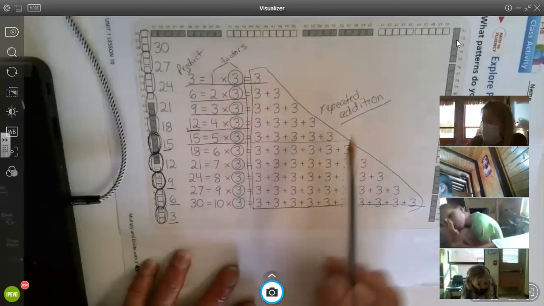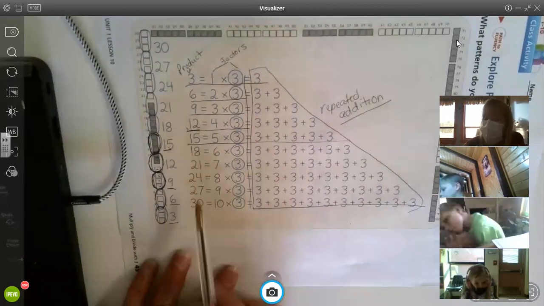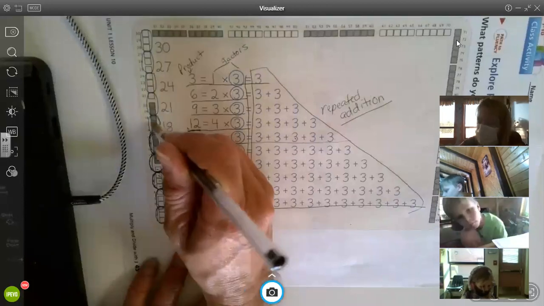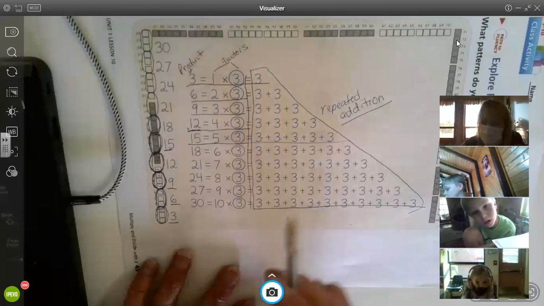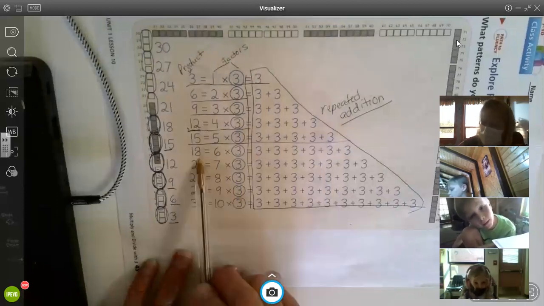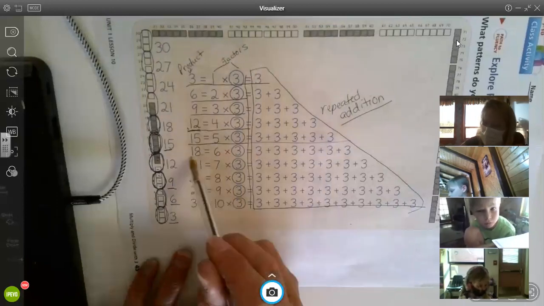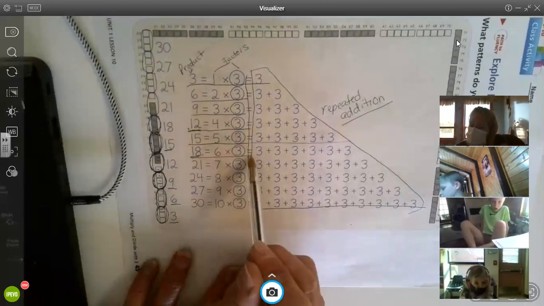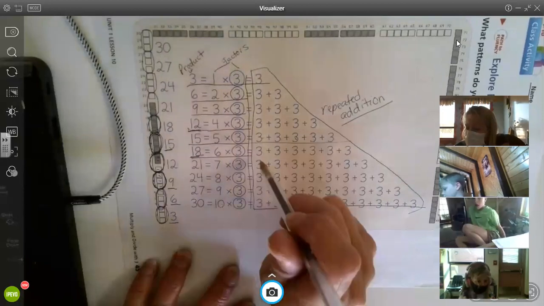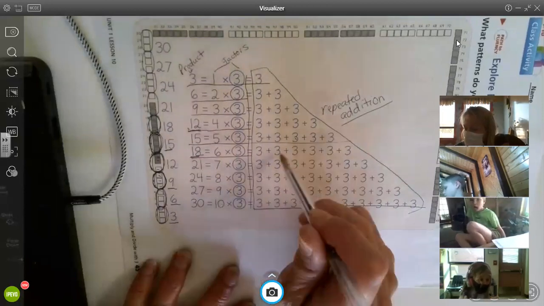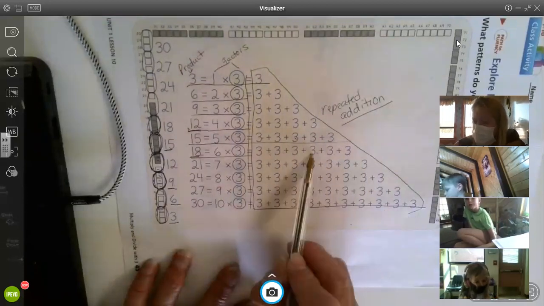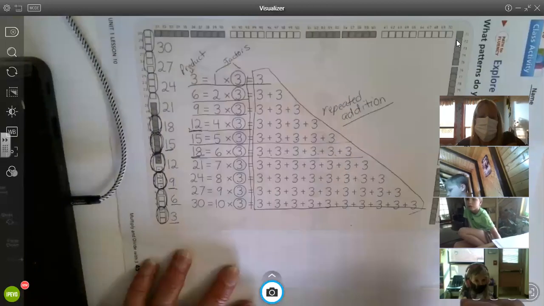All right. Let's hear from Max. You look like you've got this. So one more group of 3. 1, 2, 3. What's it going to equal? 18 equals 6 times 3, which is the same as 3 plus 3 plus 3 plus 3 plus 3 plus 3. Or 1, 2, 3, 4, 5, 6 threes. Excellent. Okay, who can do the next one? Ellie.